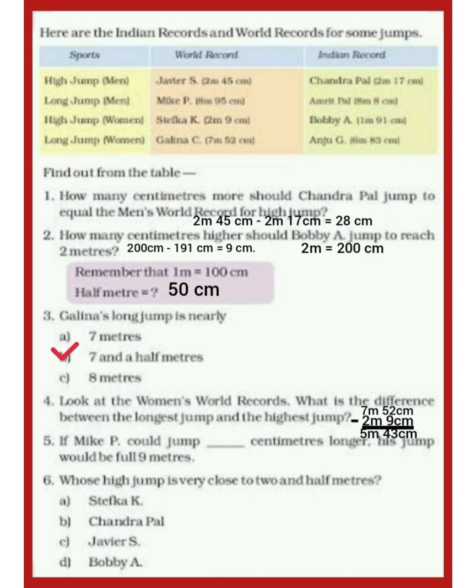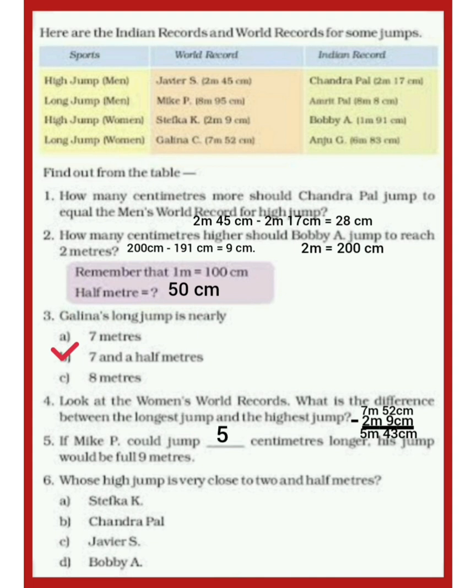his jump would be a full 9 meters. How many centimeters more must Mike P jump to make it a full 9 meters? 1 meter equals 100 centimeters. Yes, here Mike P has 8 meters 95 centimeters. We'll do subtraction, 100 minus 95 centimeters. The answer is 5 centimeters.